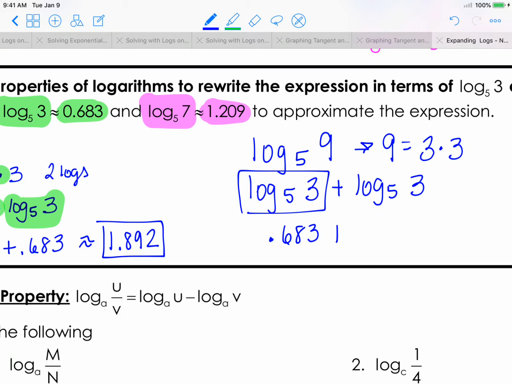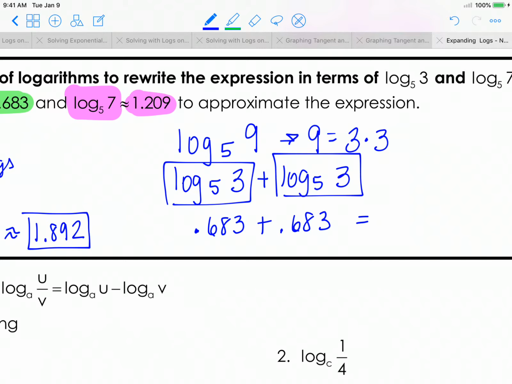And so then I go ahead and replace this with 0.683 plus, well, this is the same thing, right? So 0.683. And let me get my calculator out because I just made this up. I don't have it right in front of me. See what it gives you. Okay, when I did it in my calculator, it gave me 1.366.